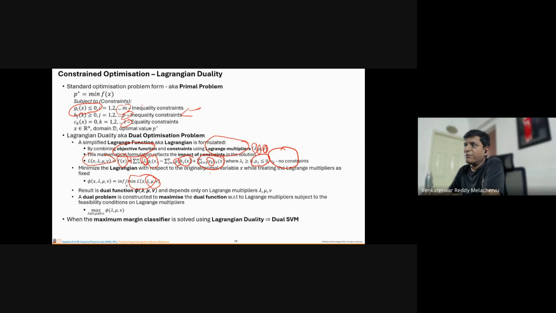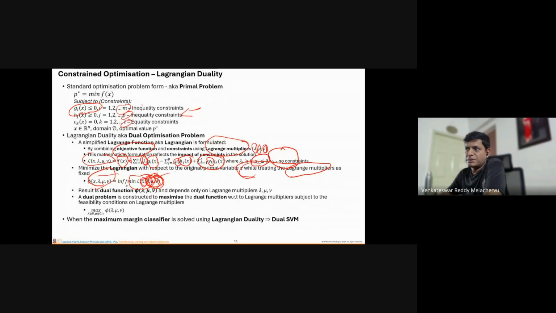You minimize that function while treating x, while treating the Lagrange multipliers as fixed. So that means your variable is only x. Treat these as constants, essentially partial differentiation, treating this as constant, this as constant, but only this variable. That resultant function is called the dual function, which is represented using pi.